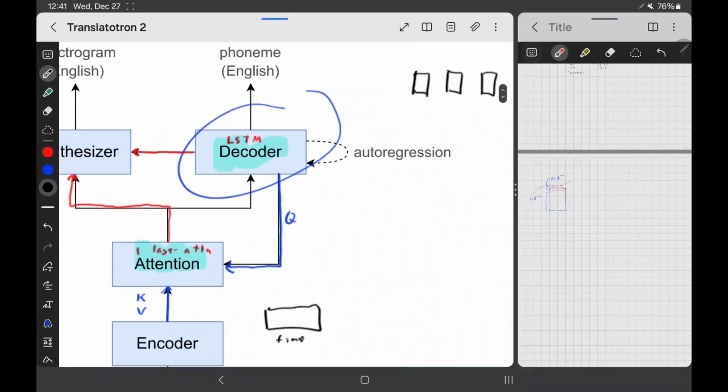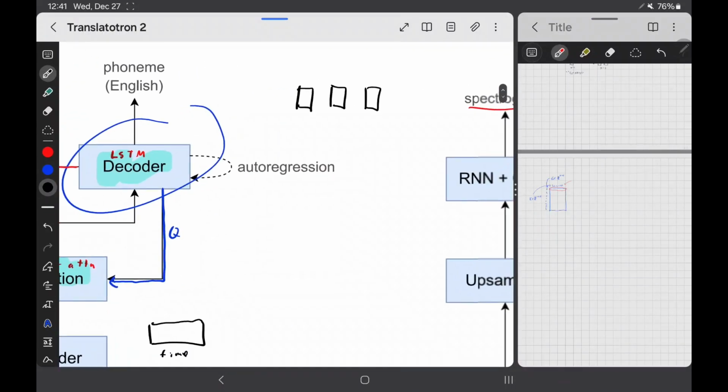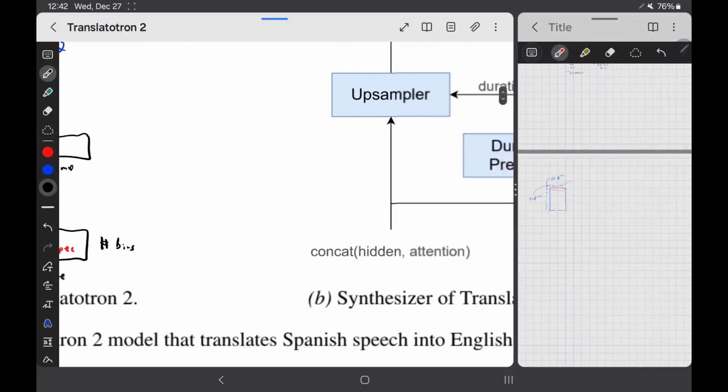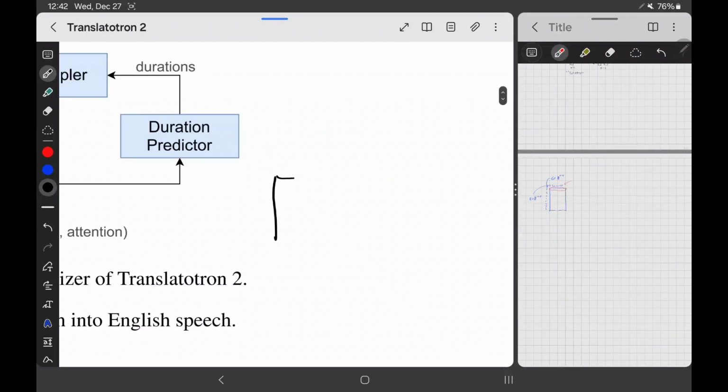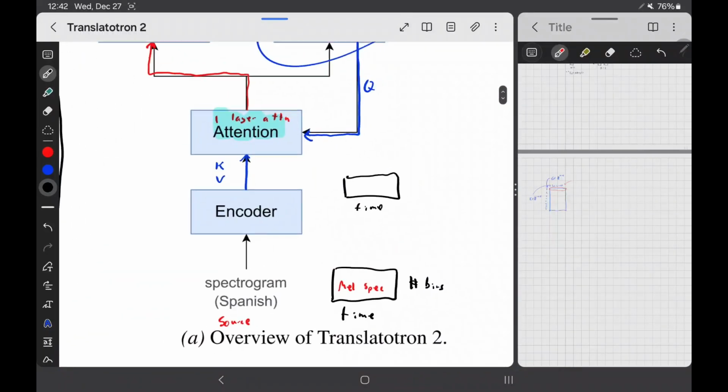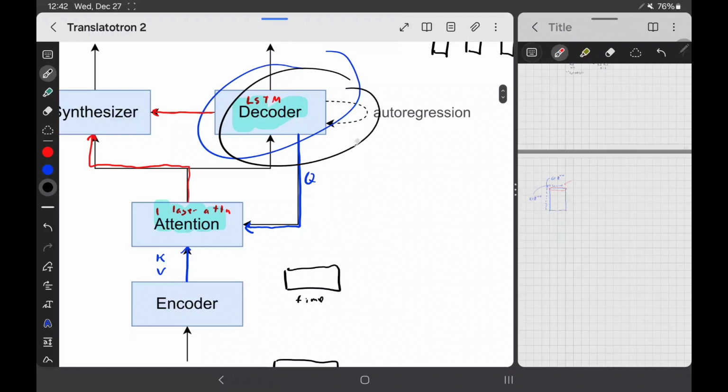And the sequences are going to be the same length, the output of the attention mechanism and the output of the decoder, because the input into the decoder is the output of the attention mechanism. So they're going to be the same length, and you can just concatenate them along the dimensionality axis. So we'll call that N, because the output is going to be the same shape as the decoder.